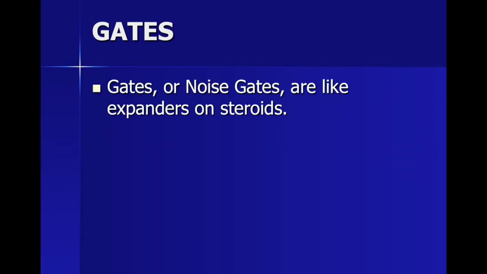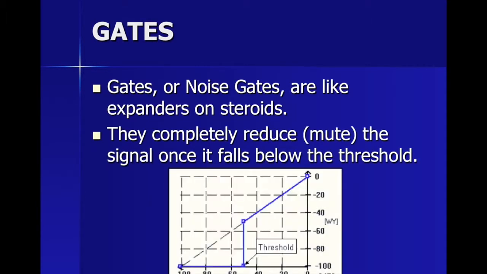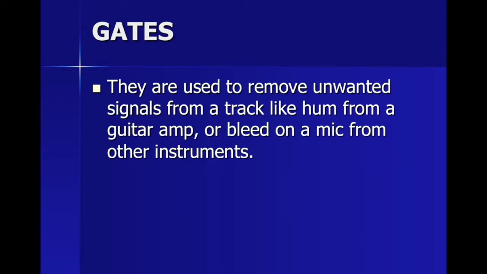There it is. So gates or noise gates, they're like expanders on steroids. What they do is completely reduce the signal once it falls below the threshold. Now, these can sound a little choppy at times, but we do use them, especially in certain circumstances. So we have our input level here. Once the input level falls below a certain point, boom, it drops to 0 and is turned off. So we use gates for different things.